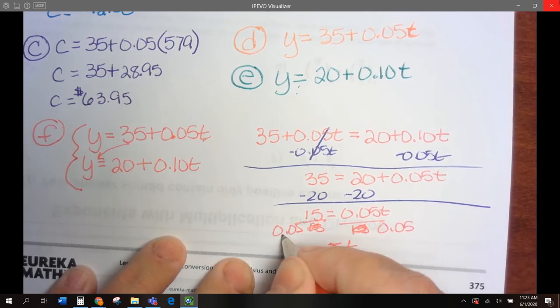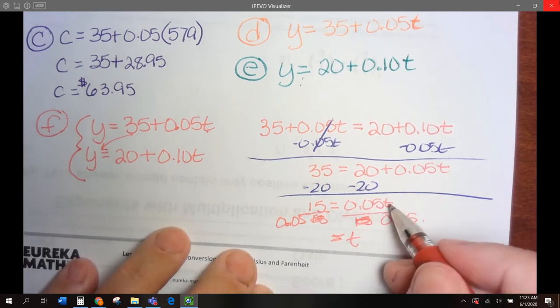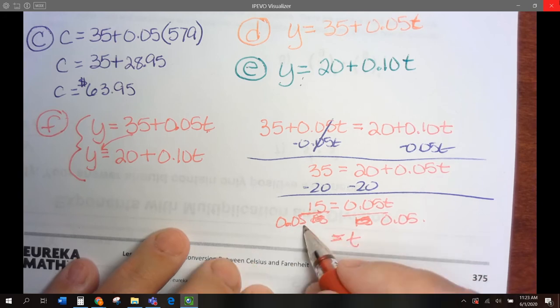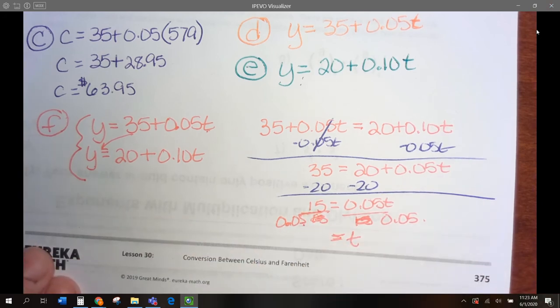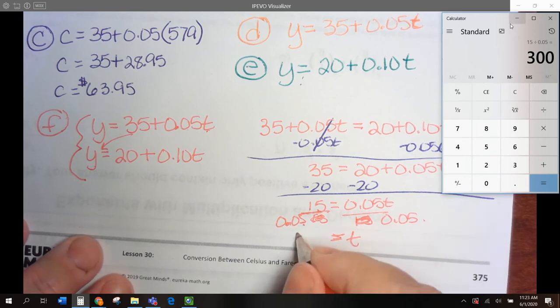I'm going too fast, right? Because this needs to be 1t, so divide both sides by 0.05, and I get 15 divided by 0.05. So let me come up to my calculator. 15 divided by 0.05, and I get 300. So my t is 300.